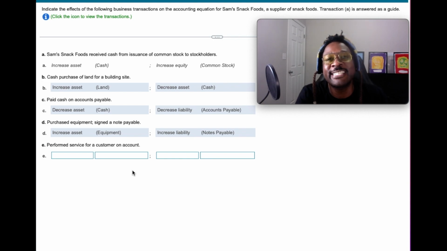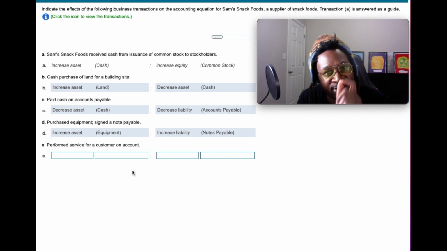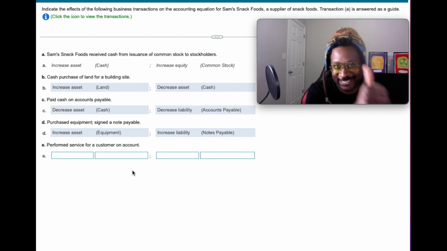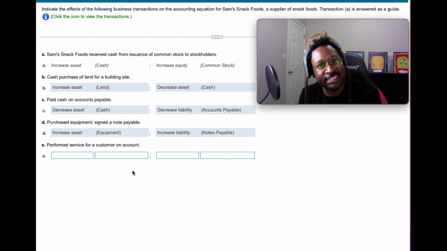Now, it was on account, gang. That's the key word. Now, that account keyword is kind of tricky because two accounts could possibly pop up in your noggin. Either accounts payable or accounts receivable.